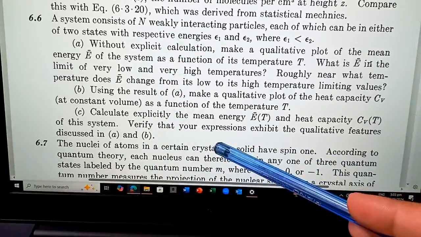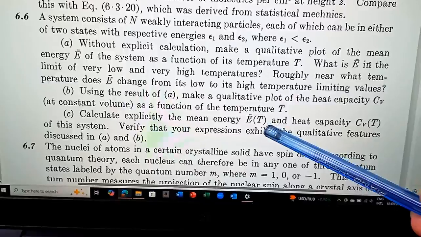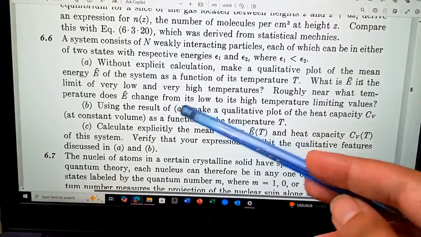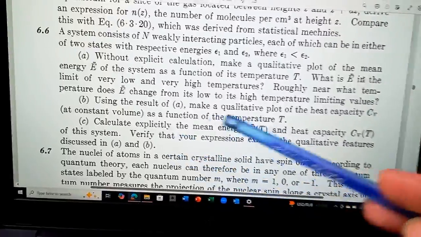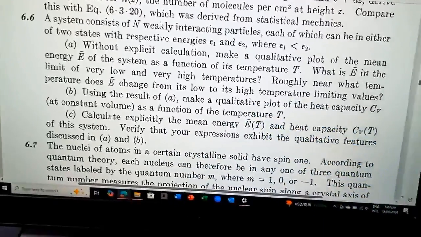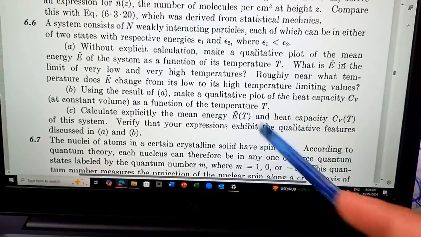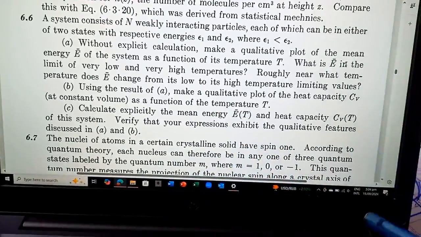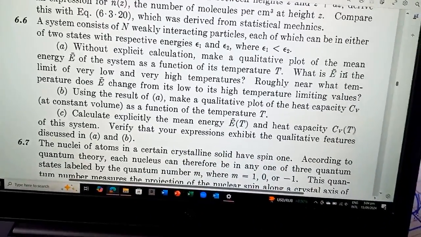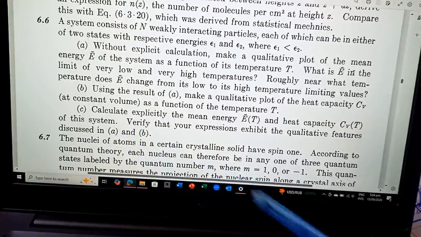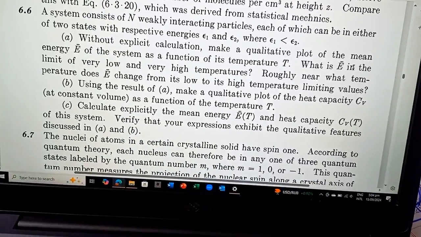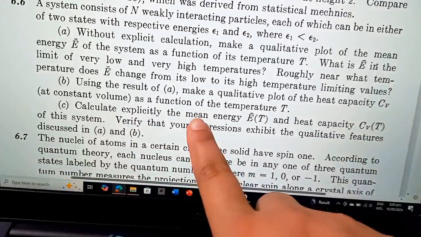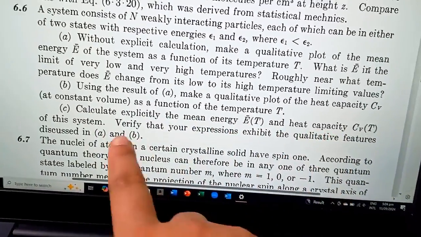So we have to derive, from the actual formulas of heat capacity and mean energy, what they would be at low temperature, high temperature, and in the transition region. We have to justify them with the mathematics. In parts A and B, we just analytically suggested and guessed what it would look like, but in part C we have to show that yes, we were right. So let's derive an expression for mean energy and heat capacity for the system.